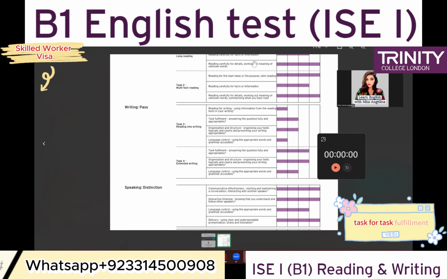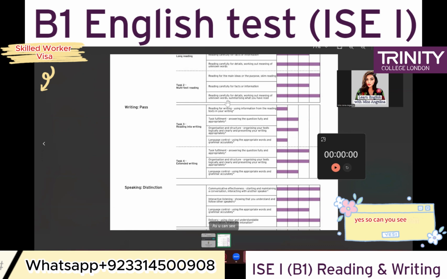Task 4: task fulfillment, answering the question fully and appropriately; organization and structure, organizing your text logically and clearly, and presenting your writing appropriately; language control, using the appropriate words and grammar accurately; communicative effectiveness, starting and maintaining a conversation, engaging with another speaker; active listening, showing that you understand and follow other speakers; language control, using the appropriate words and grammar accurately; delivery, using clear and understandable pronunciation, stress, and intonation.